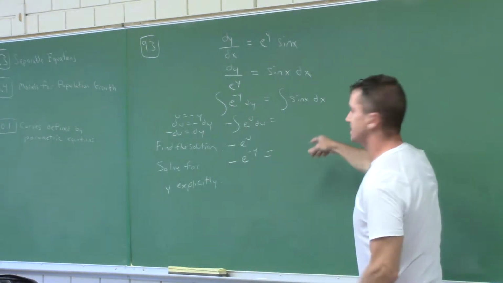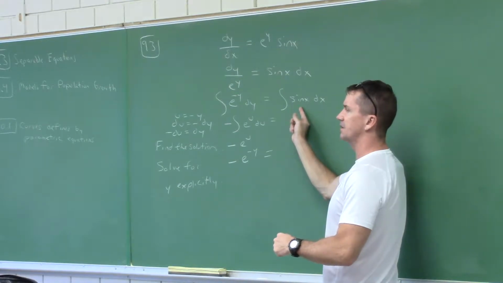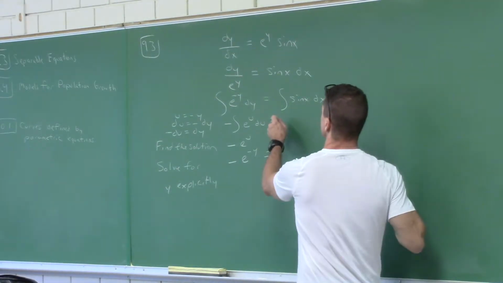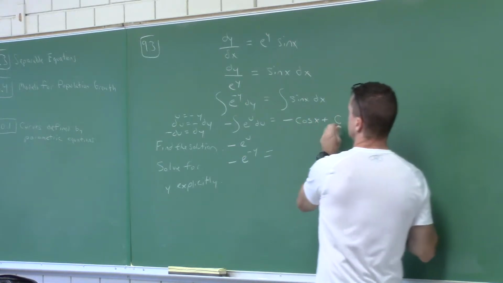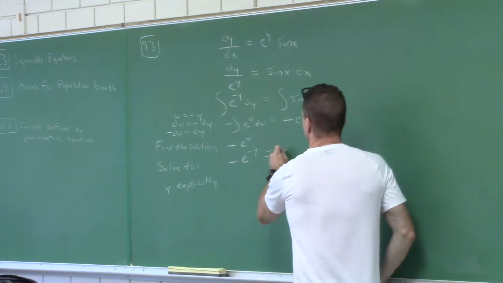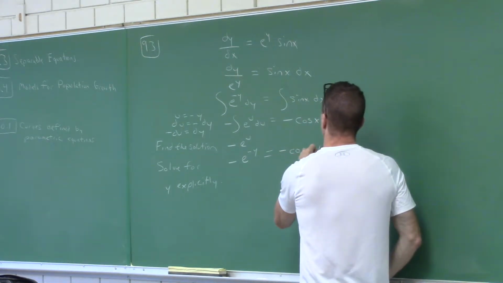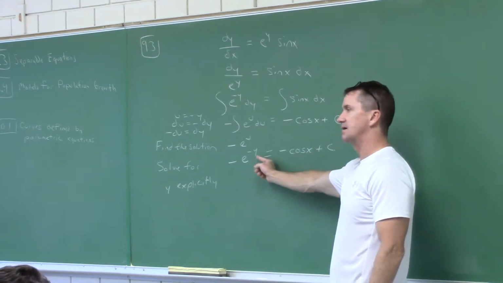I know you're going to find the right side a lot easier. Integral of sine: positive or negative cos? Negative. Negative cos. There, I'll put the plus constant. And I'll write it again. So now it just comes down to us solving for y explicitly. We've got to get this y out of here.